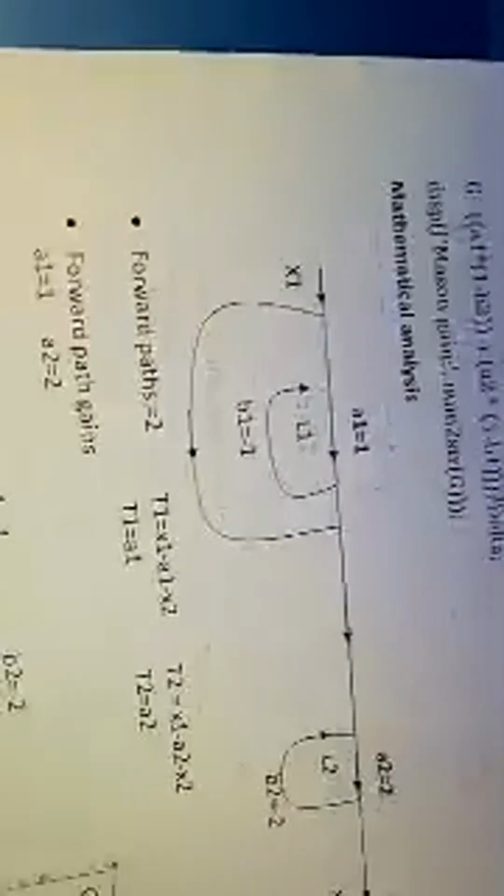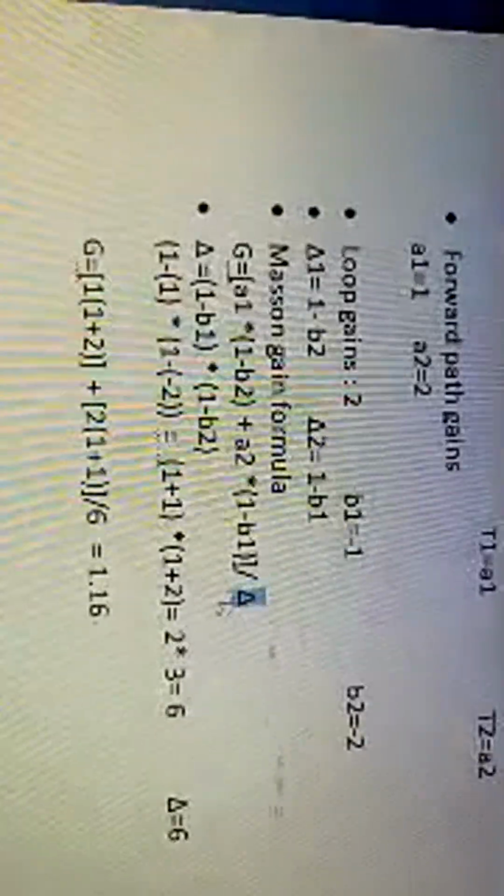Then Mason's gain formula, the same formula which we have used here, right? Start substituting A1, 1 minus B2, A2 and 1 minus B1. At the end you will get delta. Delta is calculated by this formula, with L1 and L2, you know everything. Start substituting here and you will get delta is 6, right? Once you get delta is 6, substitute it in this.